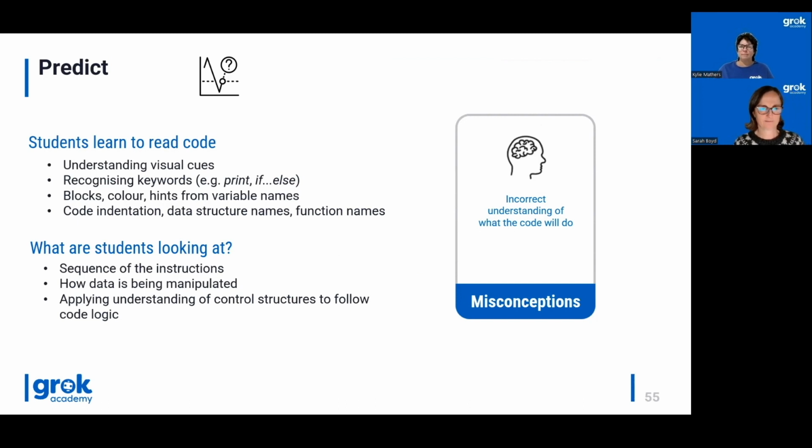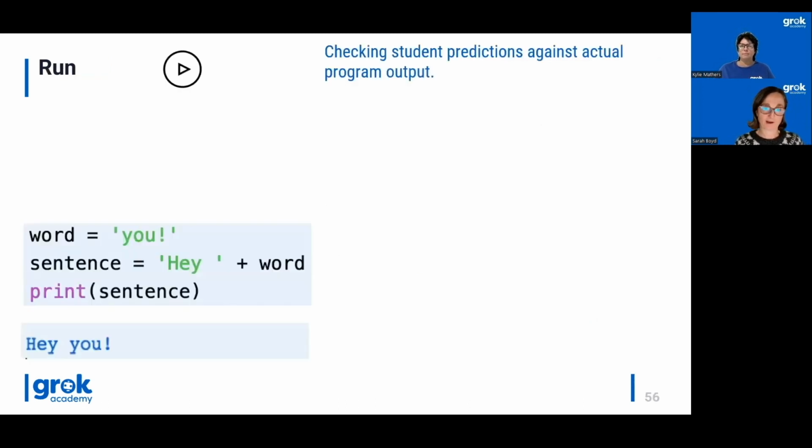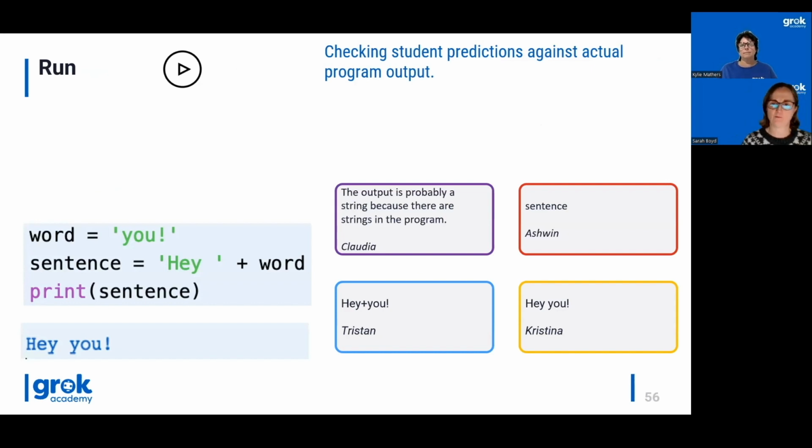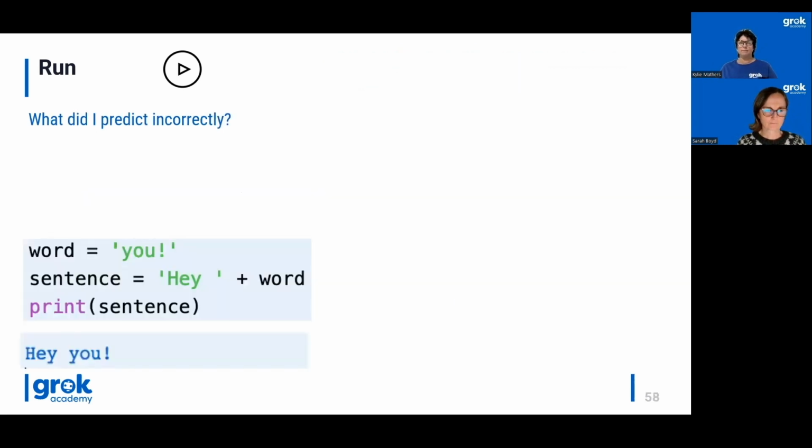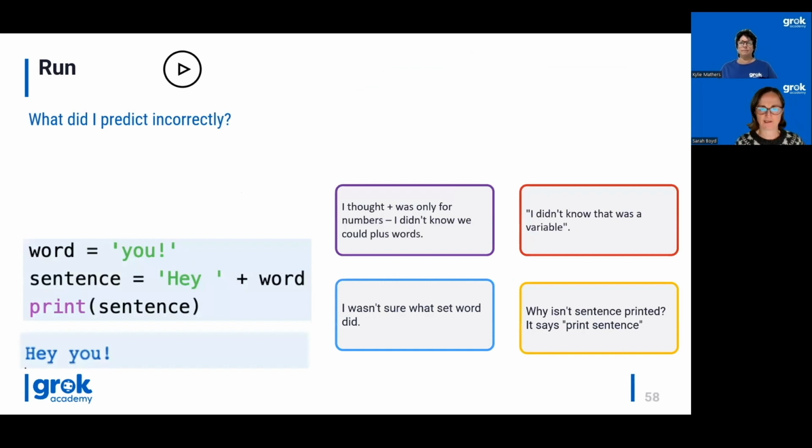The next stage is the run stage. We then compare the predictions against the actual program output. And then these students now can correct their misconceptions at this stage. They confront their misunderstandings, and it gives them a talking point, they feel some ownership because they predicted it. And here you can see an example of what might have happened. I didn't know that was a variable. I wasn't sure what set word is. We're getting our language here, and they're starting to talk about code.